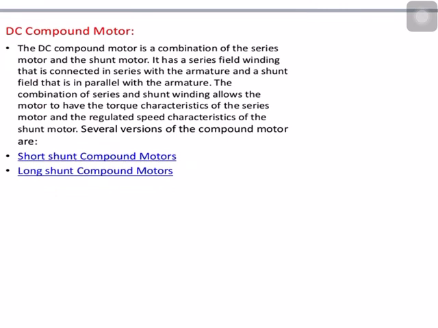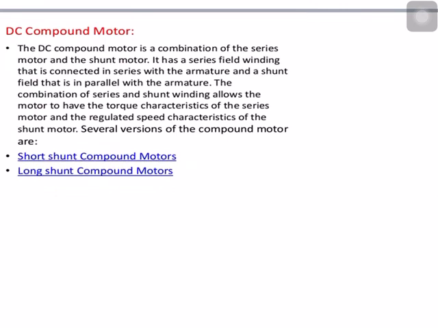Here once again I am repeating, if series and shunt windings are connected in such a way that the series flux is in the same direction as the shunt flux, then the motor is said to be cumulatively compounded. And if the series flux is opposite to the direction of the shunt flux, then the motor is said to be differentially compounded.